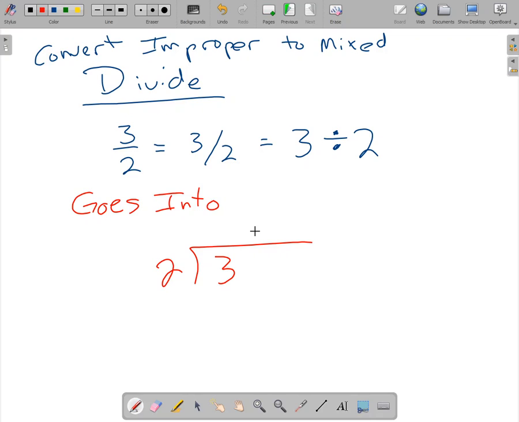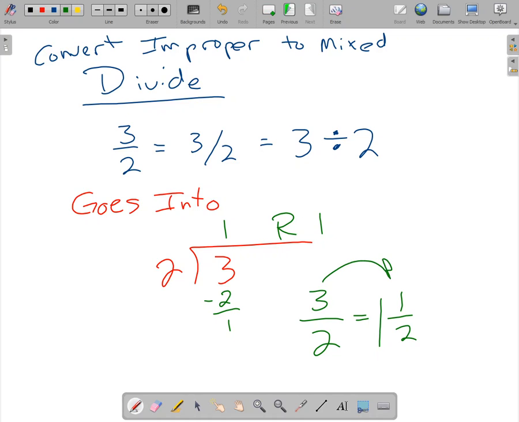So how many times does 2 go into 3? Once. 1 times 2 is 2. Subtract and I get 1. So before fractions with kids, we would say, hey, 2 goes into 3 one time with a remainder of 1. Now that we have fractions, what we're saying is 3/2. 2 goes into 3 once with 1 out of 2 left over, is the new way we have to write it. That's what long division tells me.